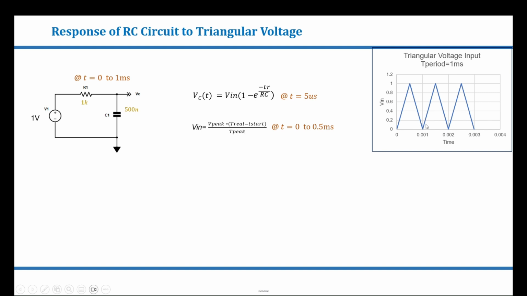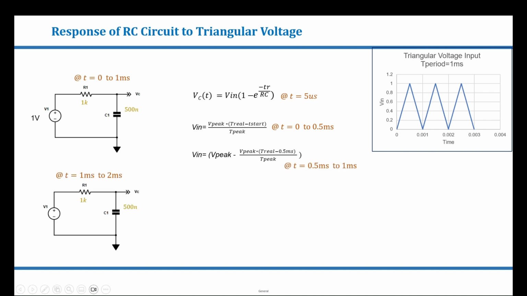After the rising slope, we have a falling slope. For that, V in can be calculated using the following equation. Here, T start will be 0.5 milliseconds. And for the next rising slope, V in can be calculated using the following equation.